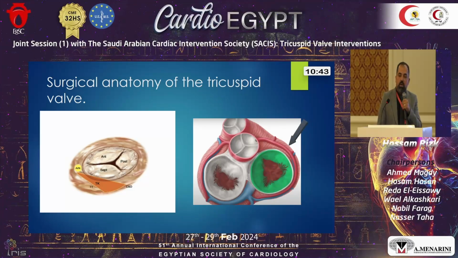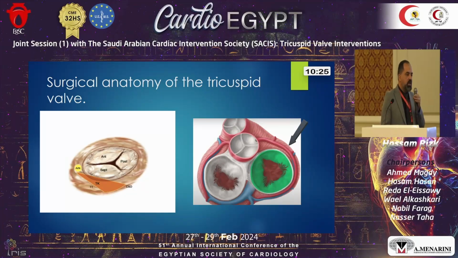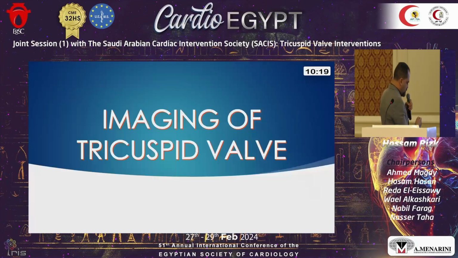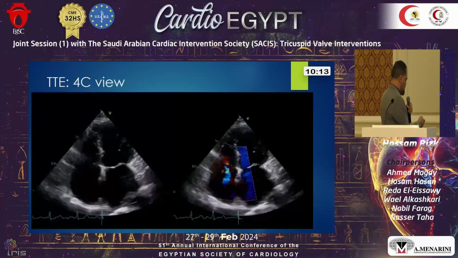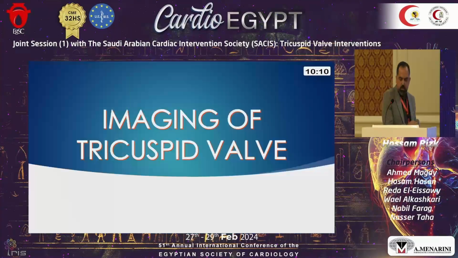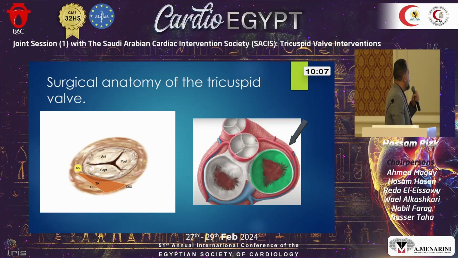We also have to have an idea about the neighboring structures around the tricuspid valve, mainly the right coronary artery, especially when deciding to manage the patient with annuloplasty, and also we have to have an idea about the AV node position, the coronary sinus, and the ostium of the right coronary artery.